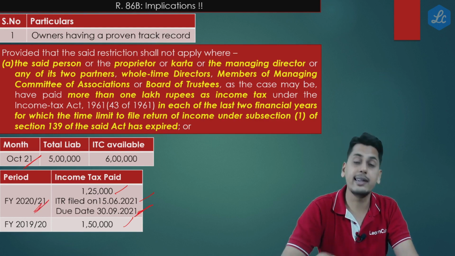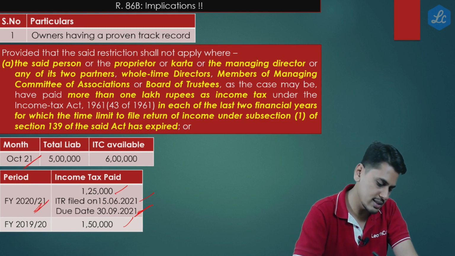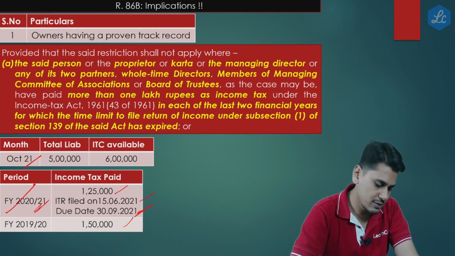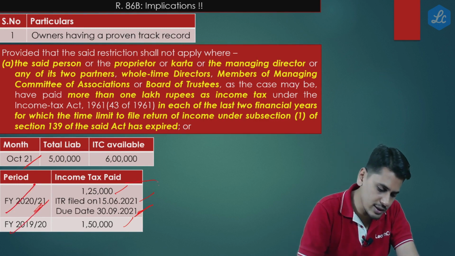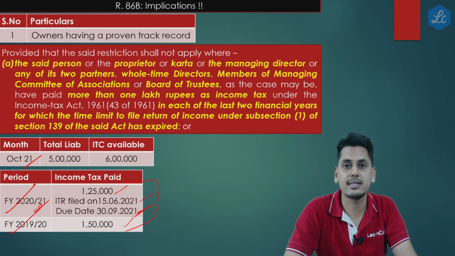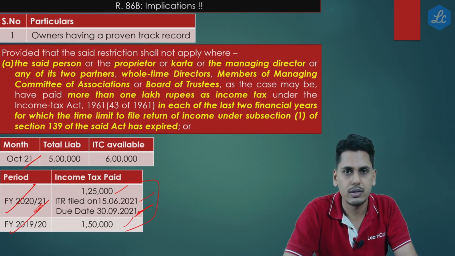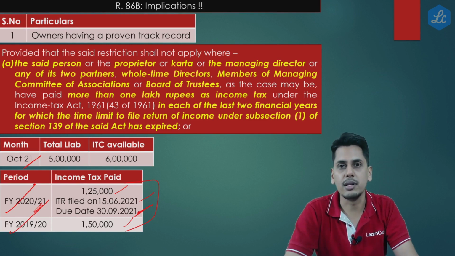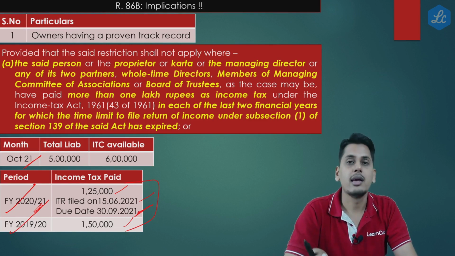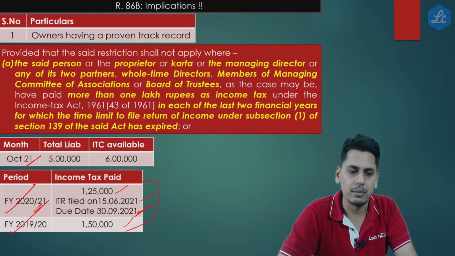The due date was 30th September 21. Are you going to consider this financial year? Yes. In each of these 2 financial years, has he paid income tax greater than 1 lakh? Yes. So therefore, is the relaxation available? Relaxation is available. 86B is not applicable to him.